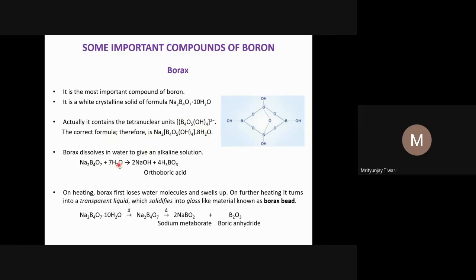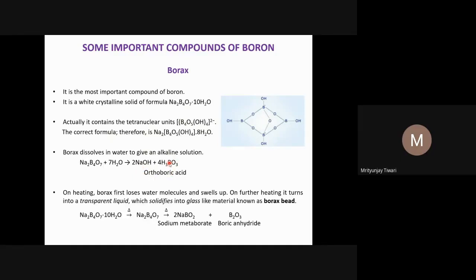NaOH is formed because of the hydrolysis of the water, and now this is the boric acid, or we also call it orthoboric acid. 4 molecules of orthoboric acid and 2 molecules of the base NaOH are formed. Now one can ask a question here. 4 molecules of an acid are formed, and 2 molecules of base are formed. Usually the number of molecules of acid is more than the number of molecules of base. Then how come this solution is alkaline?